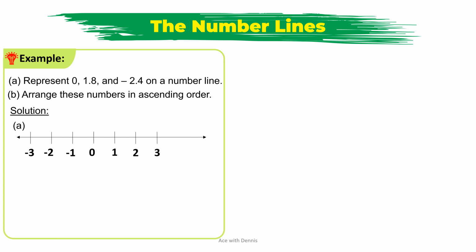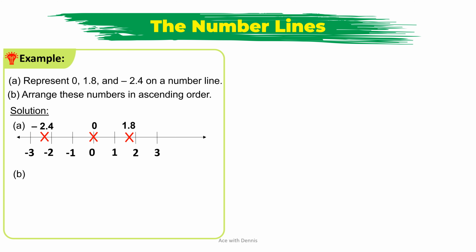So we look at the first number, 0. Obviously, the 0 will be at this position. And then the next one, 1.8. So 1.8 will be between 1 and 2, and it will be close to 2. So 1.8 will be somewhere here. Next, negative 2.4 will be between negative 2 and negative 3, and it is slightly close to negative 2. So here is the position of negative 2.4.